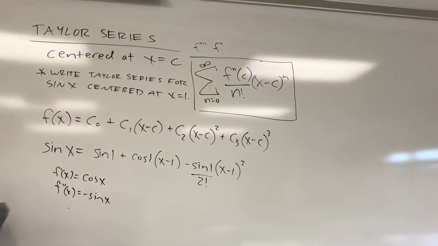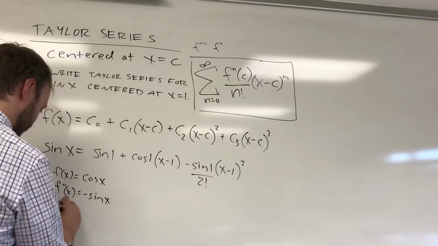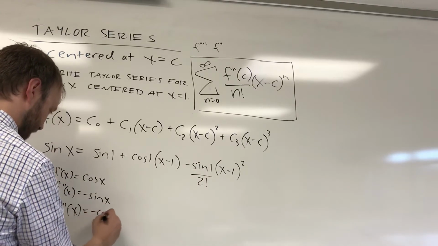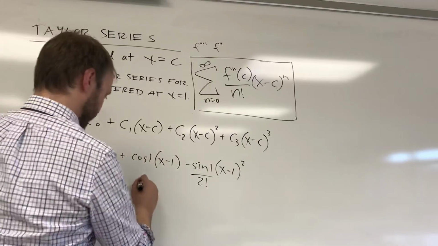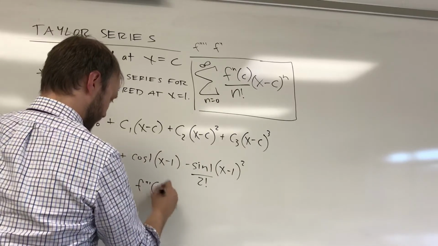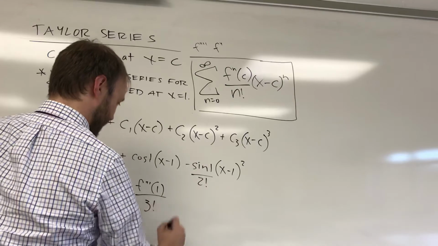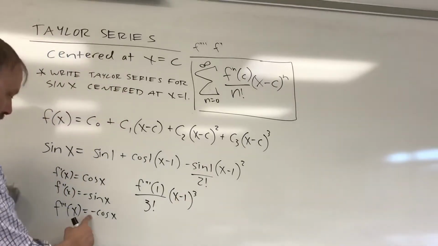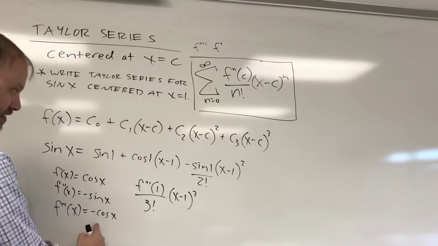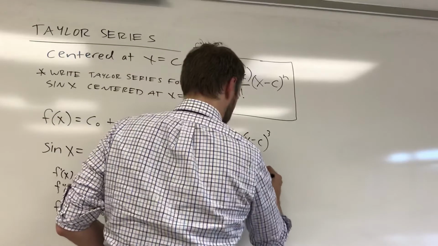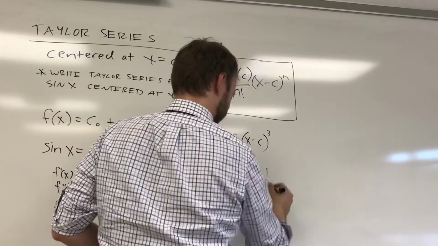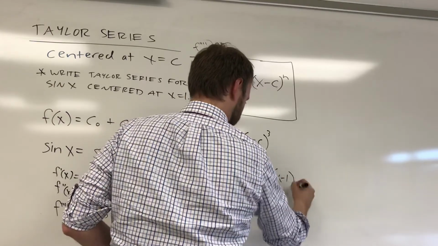And then we can continue. The third derivative at x is going to be negative cosine of x. So we're going to take the third derivative at 1 divided by 3 factorial times x minus 1 to the third power. Third derivative at 1 is going to be negative cosine of 1, so it would be minus cosine of 1 over 3 factorial, that's our coefficient, and then we're going to have an x minus 1 cubed.